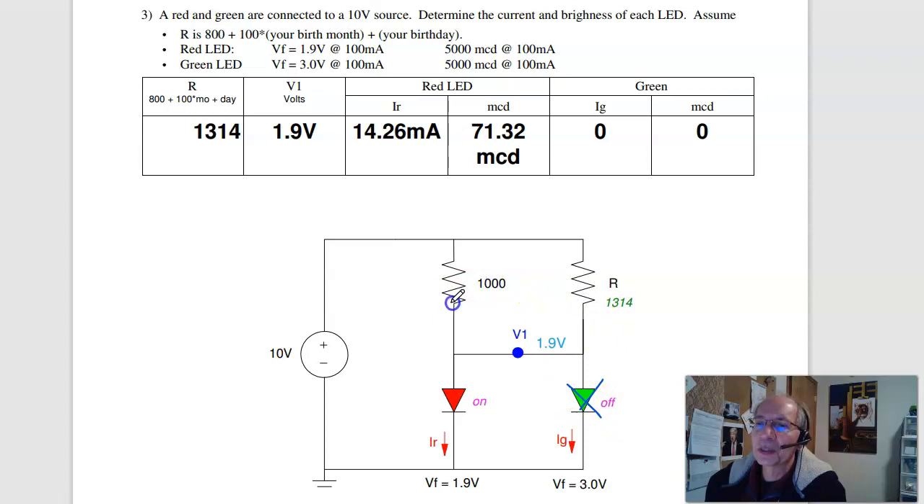I'll then put these two resistors in parallel, which is 567 ohms, and then find the current. It's 10 volts minus 1.9 volts over 567 ohms. That's the current through the red LED. That's 14.26 milliamps. And then the brightness.